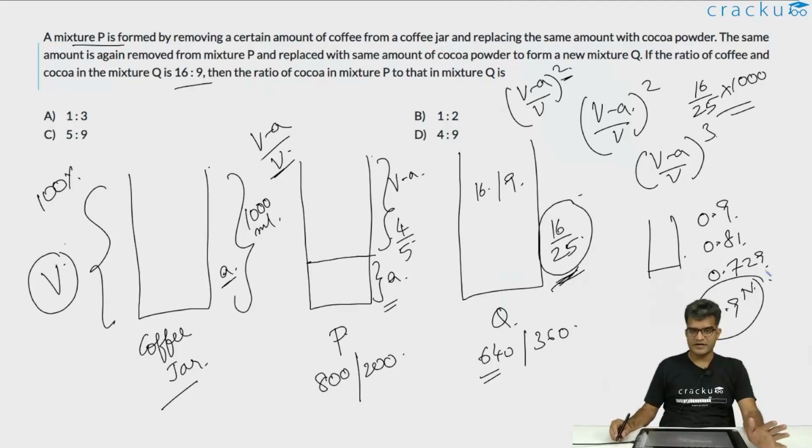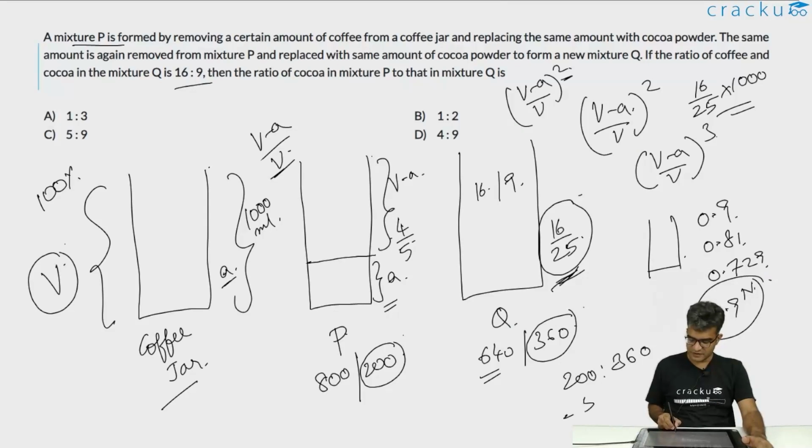So now the required ratio is the amount of cocoa in mixture P, which is 200, to that in mixture Q, which is 360. So the required ratio is 200 is to 360, which is equal to 5 is to 9. So the correct answer is option C.